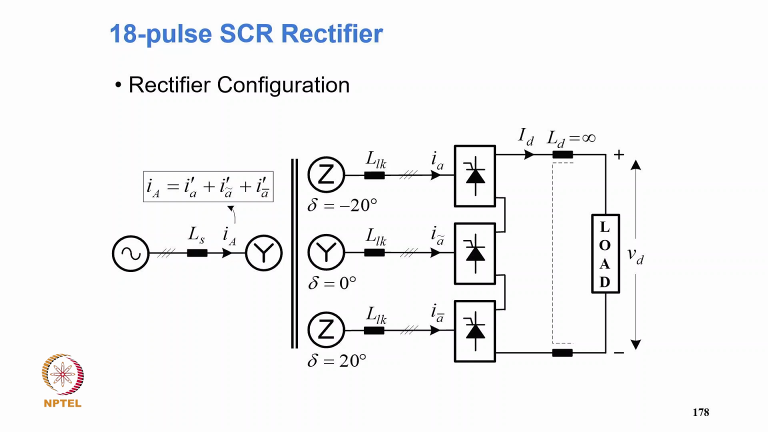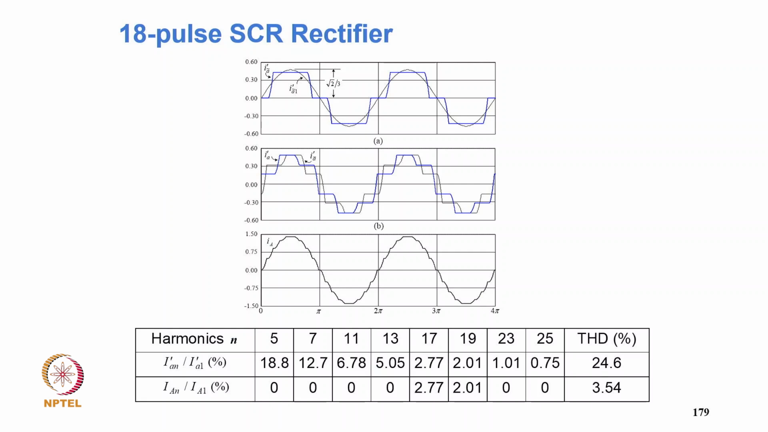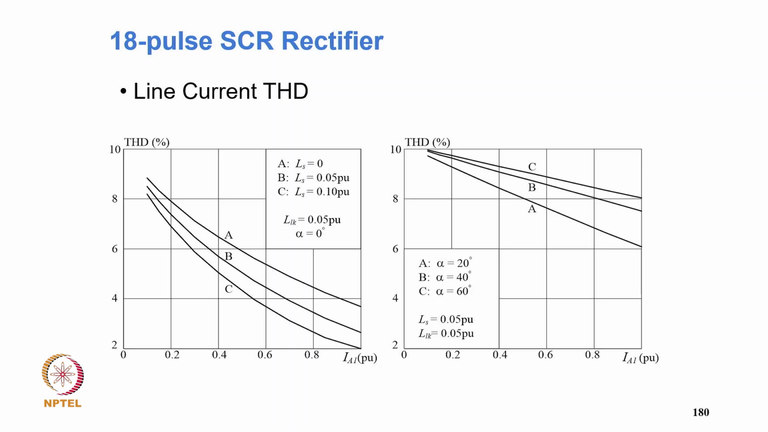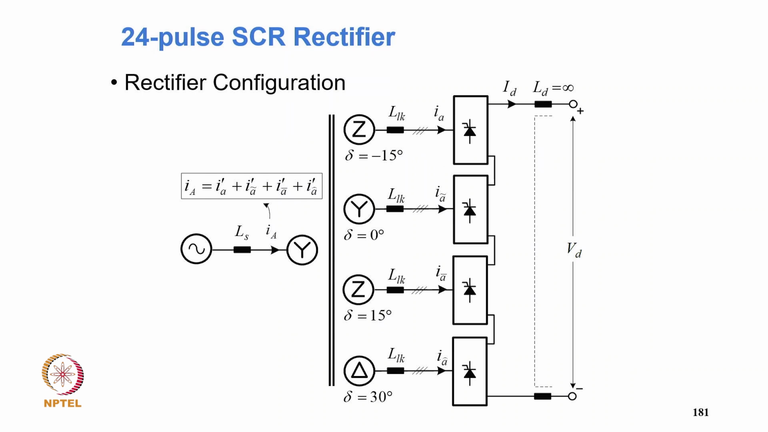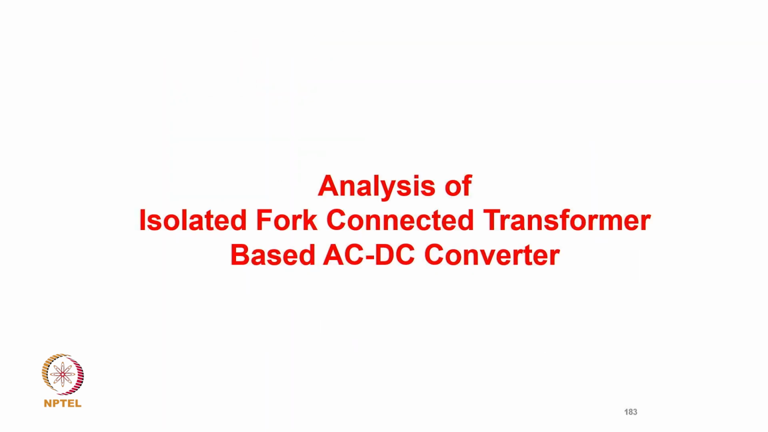Now coming to 18 pulse converter, in 18 pulse also you can see how the 3 bridge currents and net current, and the THD reduces from individual bridge from 24.6% to 3.54%. Coming to line current THD, how it reduces typically with the source impedance. Coming to 24 pulse converter, where both thyristor converters are connected in series, so you have to use an interface transformer. Star, of course, phase shift is plus minus 15 degree. So line current THD here is also affected by source impedance.